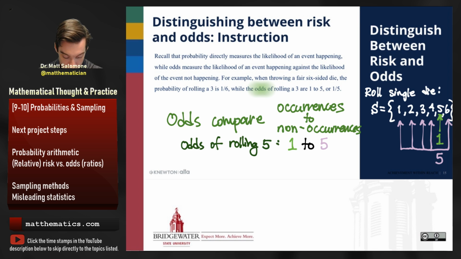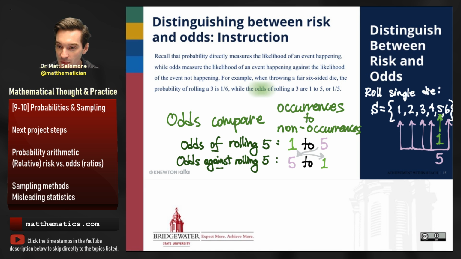We could also think pessimistically about this and talk about what are the odds against rolling a 5. And for that, we just turn the occurrences and the non-occurrences on their head. We just flip-flop them. So the 5 non-occurrences get stated first, and the 1 occurrence gets stated second. So the odds, we would say, are 5 to 1 against rolling a 5.